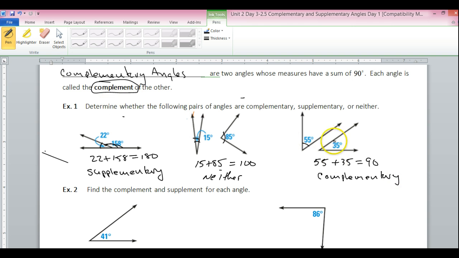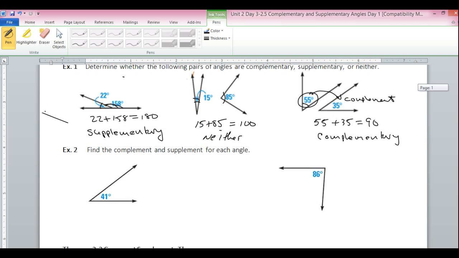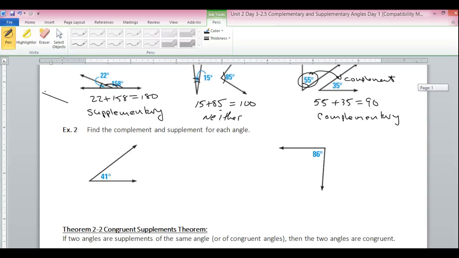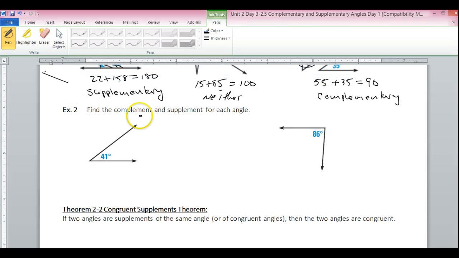And just to give you an idea again, if we know this angle is 55 degrees, this would be the complement of that angle. So it's important to know the different vocabulary and the way it's stated. In example 2, it says find the complement and the supplement for each angle. So, first example, the complement.